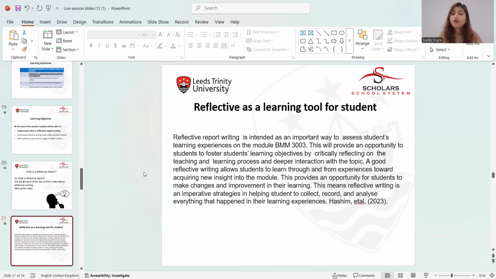Now, good reflective writing allows students to learn through and from experience to gain new insight into the model, and this provides an opportunity for students to make changes and improvements in their learning. This means reflective writing is an imperative strategy in helping students to collect, record, and analyze everything that has happened in their learning experience.